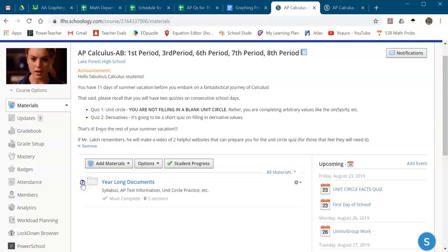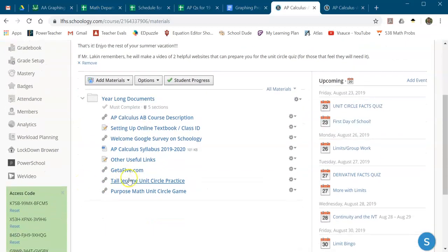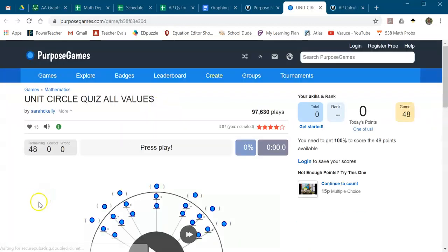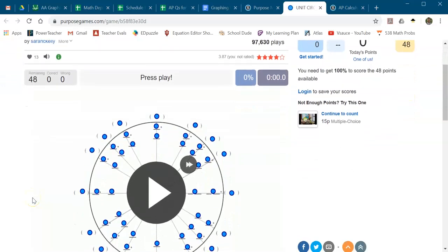Then you're going to go into your long documents. When you click on your long documents, you're going to go to the Purple Math Unit Circle game. We're also going to do a Tall Jerome Unit Circle practice as well. I'll show you how both of those can work and the purposes of them. So open up that Purple Math Unit Circle game. Make sure you click on the blue here, and it brings you to a game, and we'll be able to play it.